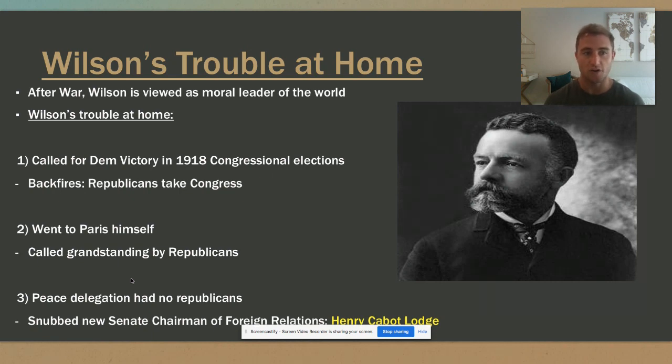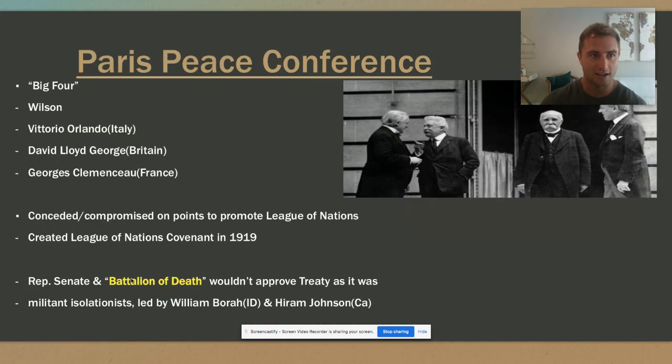And so he's going to call for a Democratic victory in the congressional elections, and this backfires. Tragically, it backfires for Wilson because Republicans take the Congress and they're going to deeply fight him on his treaty. He goes to Paris himself. It was called grandstanding. He's the first American president to leave for Europe as a sitting president. And when he takes with him a peace delegation, he takes not a single Republican. There's one he should have taken, which was the new Senate chairman on foreign relations, his biggest adversary in Congress, Henry Cabot Lodge, the other academic in Congress.